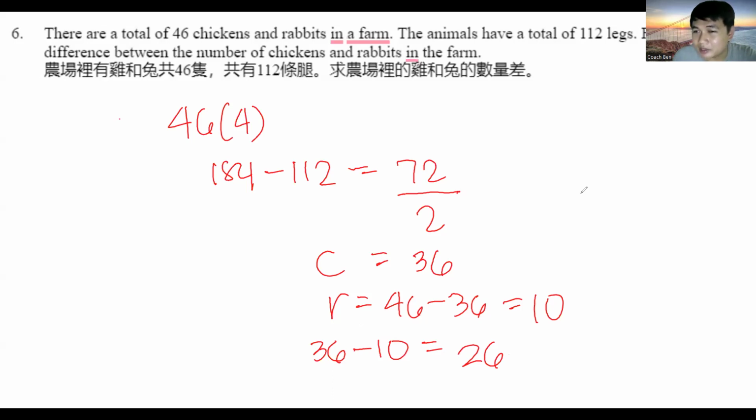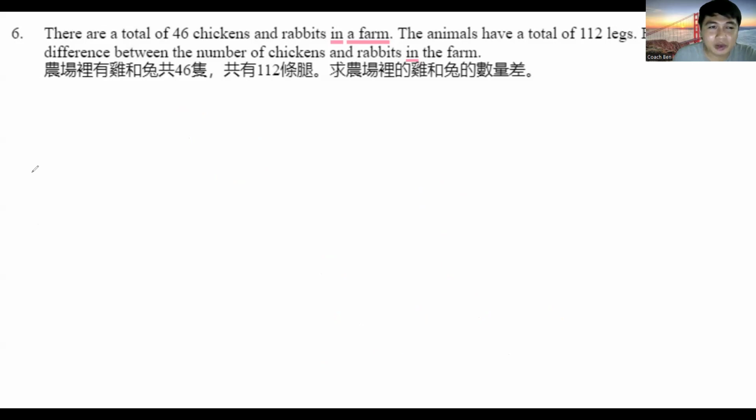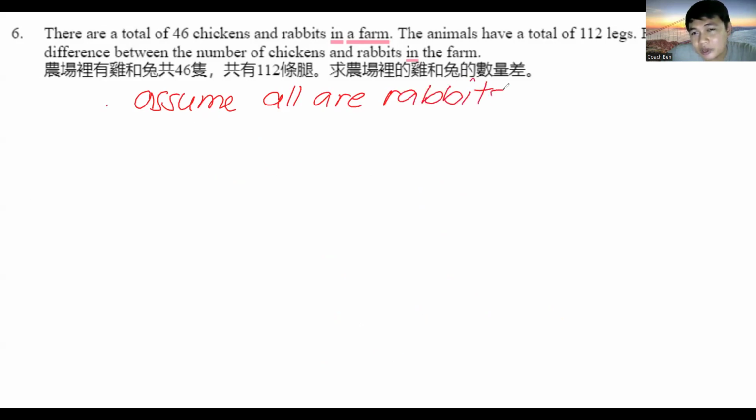I think everyone is also answering 26. Very good. So let's double check. There are a total of 46 chickens and rabbits in a farm. The animals have a total of 112 legs. All we have to do is first assume all are rabbits, because this will give us a larger amount of legs. When you subtract 112, this gives us the extra number of legs. And then we can calculate how many chickens there are.